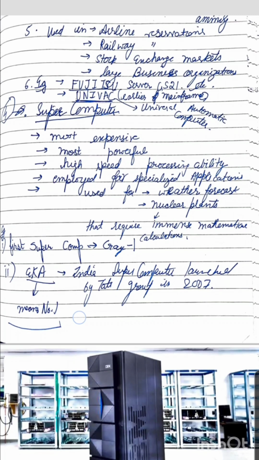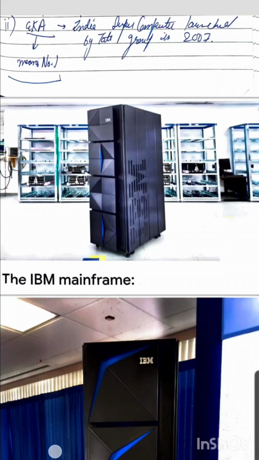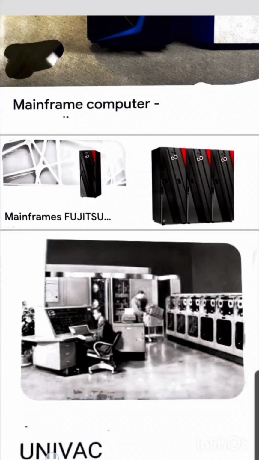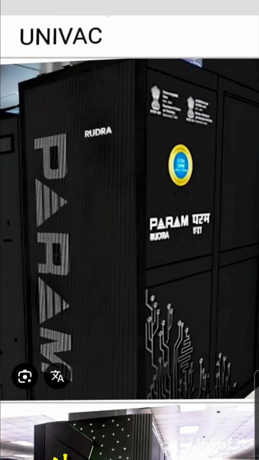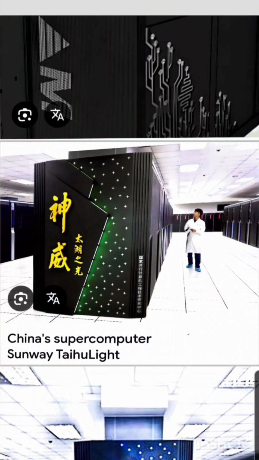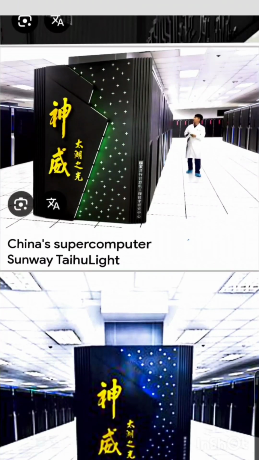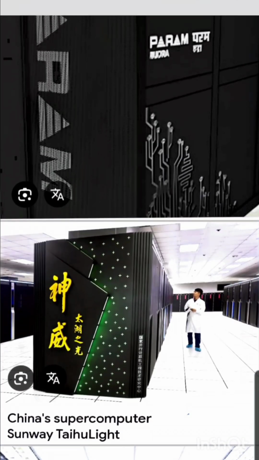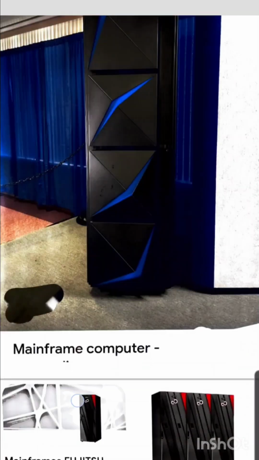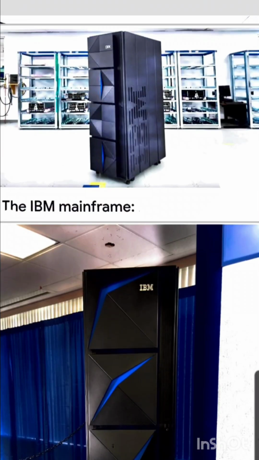The first supercomputer was Cray 1, and then India's supercomputer launched by the Tata Group is Eka, which means supreme. Eka was launched in 2007, and we have the Param series going on after that, which is again a supercomputer. Then we have China's supercomputer, called Sunway Taihu Light. These are all supercomputers which perform calculations in the fastest manner possible.